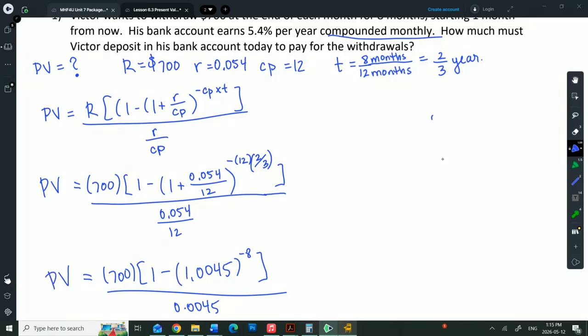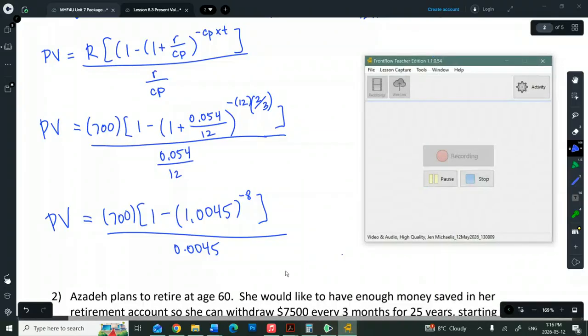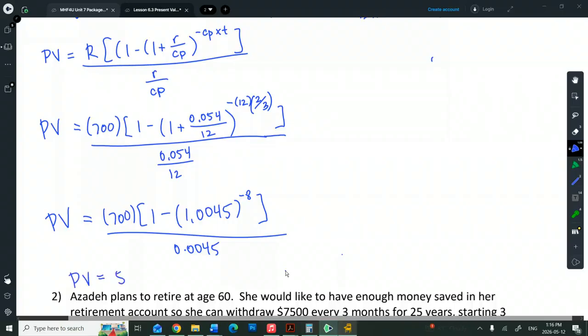Okay, and if you're watching the lesson video, you can pause and try this calculation on your calculator. Okay, so if you did it correctly, we should end up with a present value of $5,488 and 28 cents as the present value that's needed in that account.